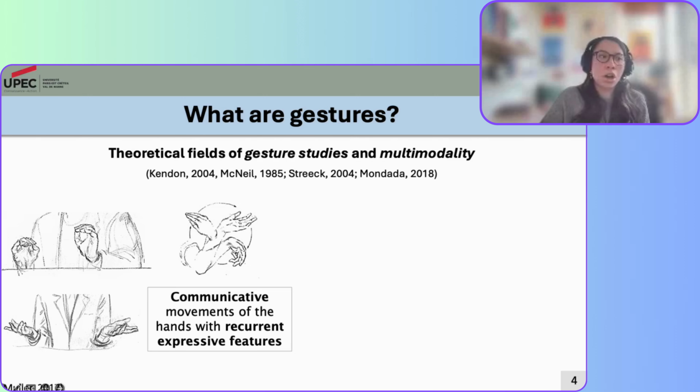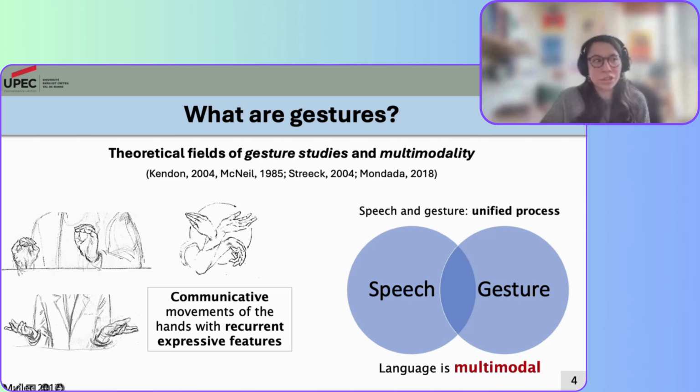Actually, gestures have a really tight relationship with speech. And so we think of speech and gesture not as separate processes, with speech on the one hand and gesture on the other, right? As if they had no connection to each other whatsoever. They really are connected. And so in this view, we consider language to be multimodal. And I'll get back to a definition of multimodality in a second, because multimodality may mean different things, so I'll make it clearer in a minute.